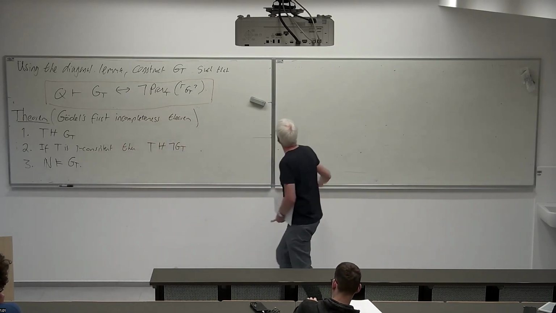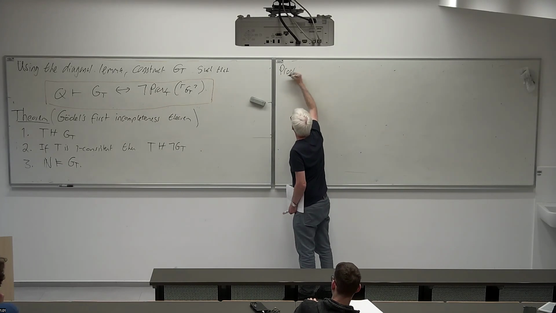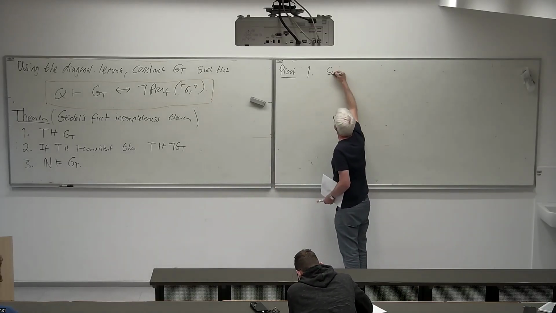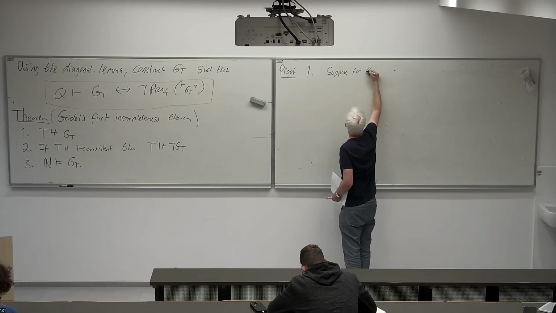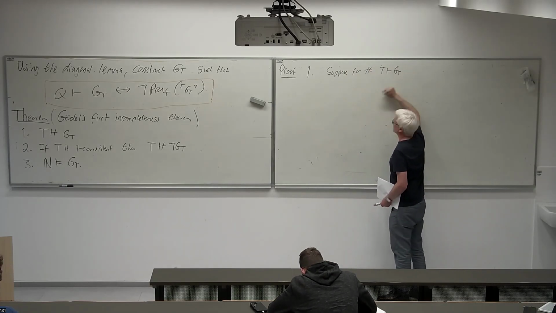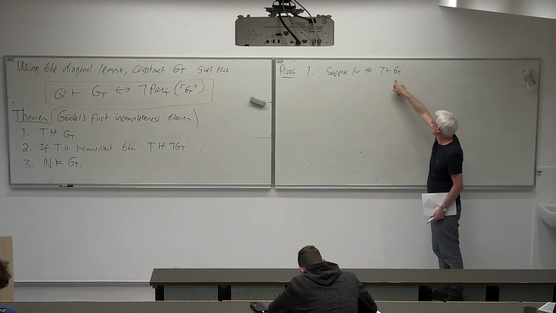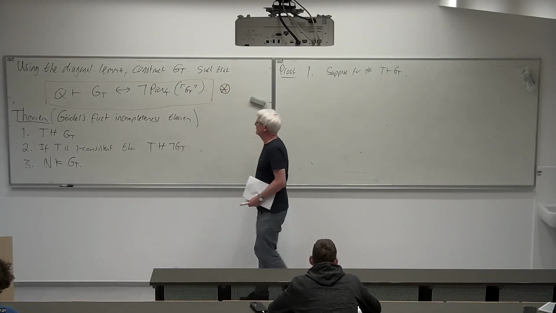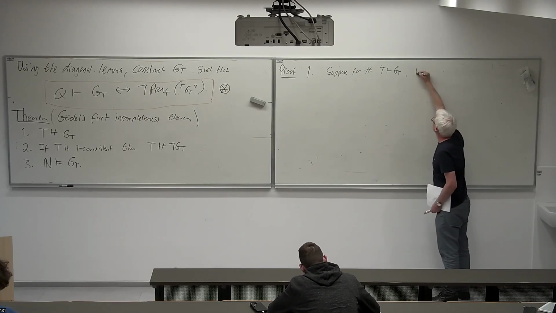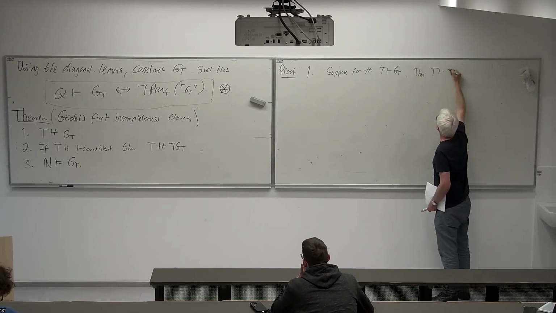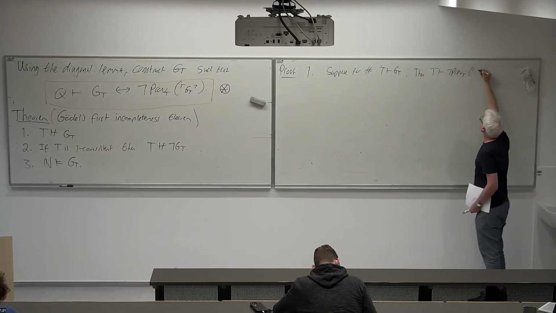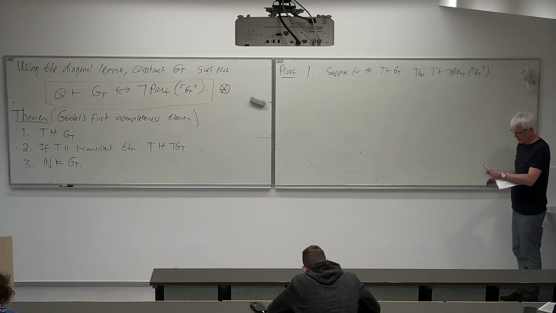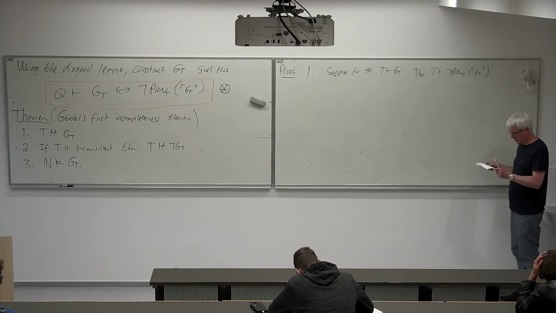So the first one: we want to prove that G_T is not provable. So suppose, for contradiction, that the Gödel sentence G is provable. Let's call this property star, the diagonal property. So then T proves that T proves the negation of the sentence in arithmetic that states that G_T is provable.